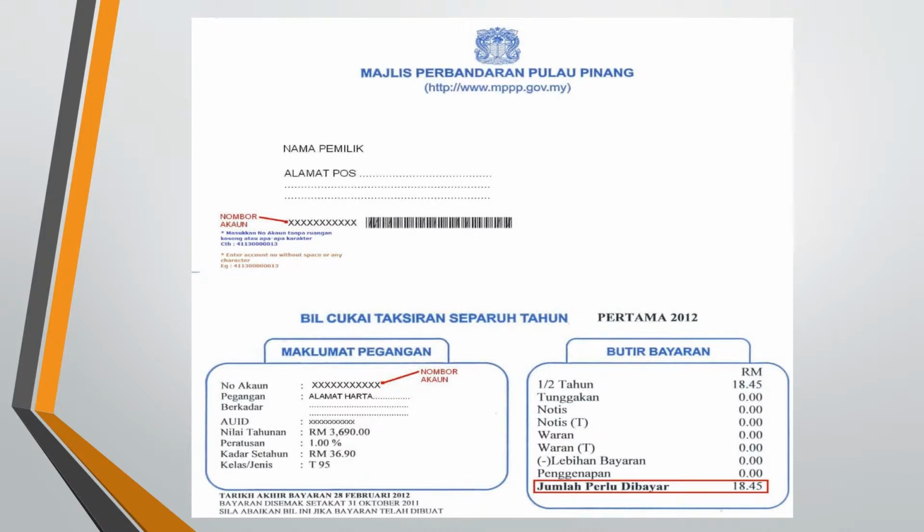This is an example of property assessment tax in Pulau Pinang. At the Maklumat Pegangan corner, you can see that the yearly value of the property is 3,690, where the rate is at 1% and the yearly rate is 36 ringgit 90 cents. At the Butiran Bayaran corner, you can see that the amount due to be paid is for half a year, setengah tahun, where the amount to be paid is 18 ringgit and 45 cents. The value is obtained by dividing the yearly rate, 36 ringgit 90 cents, by 2.